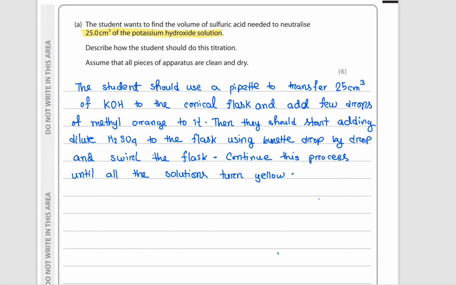So from the burette reading, they can get the exact volume of acid needed to neutralize the entire 25 centimeter cube of potassium hydroxide, and then need to repeat the entire experiment more times to calculate the average value or obtain concordant results.